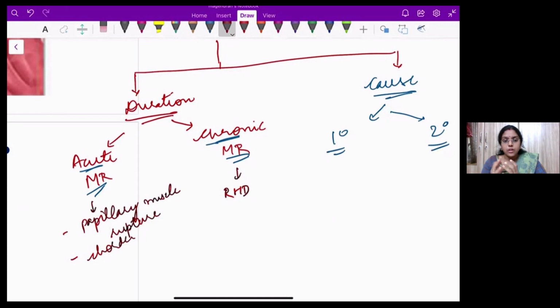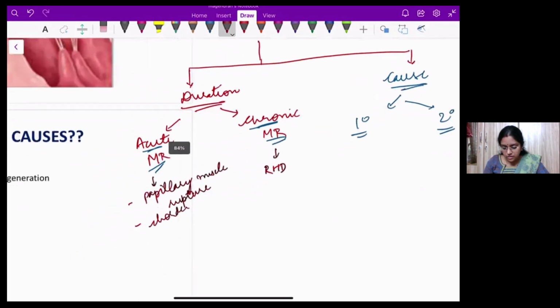So in chronicity, the heart is trying to remodel, to alter its structure and its function, so that it is able to maintain an effective cardiac output. The heart is trying its best to do all these things. So the presentation in acute MR will be different from what happens in chronic MR. It will be a primary or secondary MR based on the cause. It will be acute or chronic MR based on the duration. So let us now see.